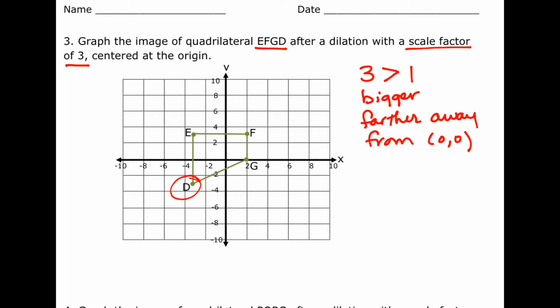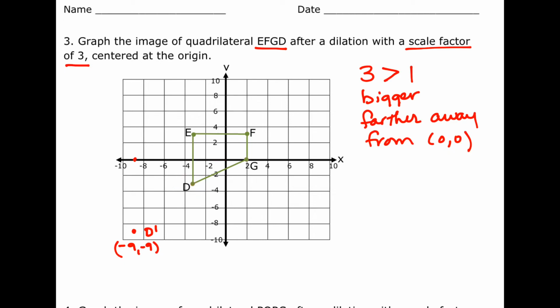Let's start with D. It looks like it's about halfway between -2 and -4, so let's call that -3 on the x-axis, and -3 on the y-axis as well. So we went to the left 3 and down 3, and our scale factor is 3. So I need to triple those distances. Instead of going left 3, I'm going to go left 9, and instead of going down 3, I'm going to go down 9. That puts my D prime right here, at -9, -9.